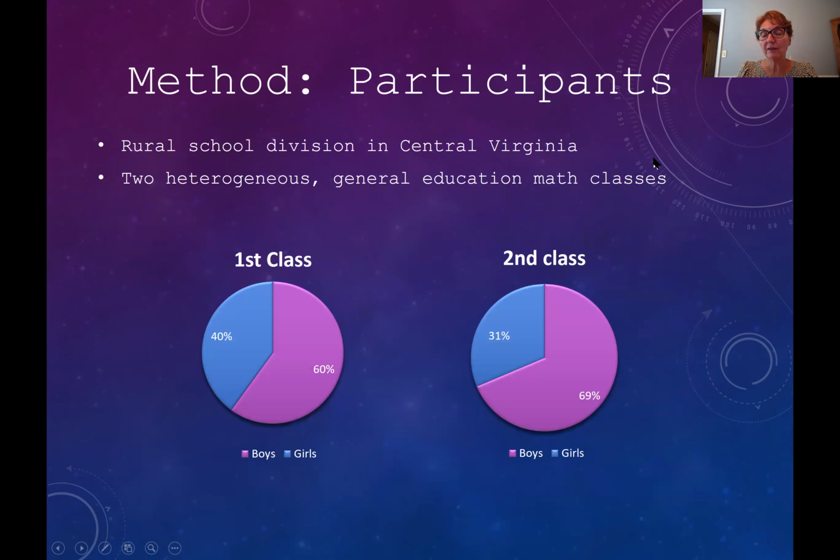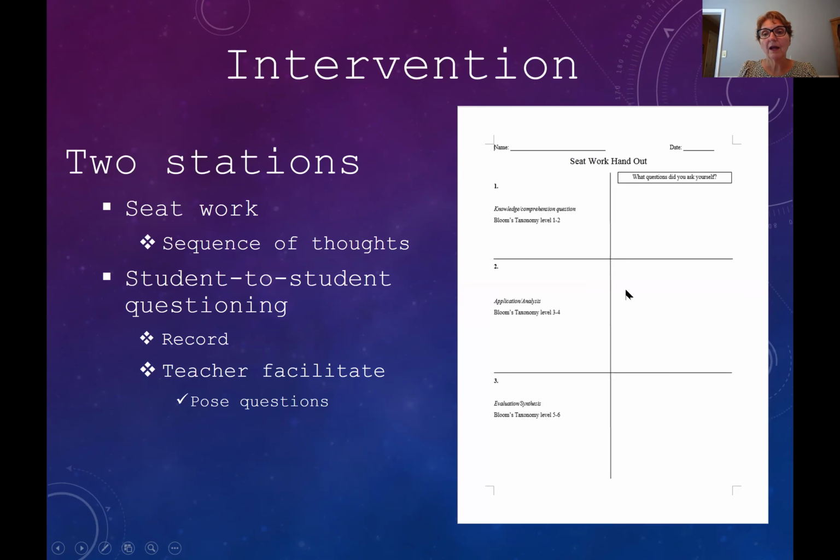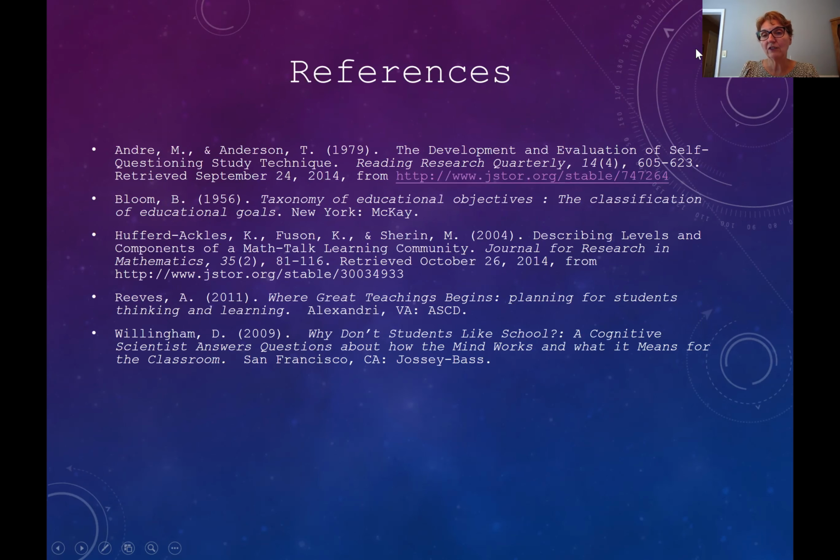Here's her methods section. She talks about the students that she's working with, her pre-test, post-test, and she does an ANOVA analysis. I would recommend for most, she has multiple variables, but you can do an Excel t-test, which is fairly simple to do. Then she talks about the intervention and how she works that intervention, what is she going to do, student questioning, what are they doing for seat work, who's posing the questions, and those kinds of things. Again, her data analysis is through an ANOVA, and then she ends with a reference list.